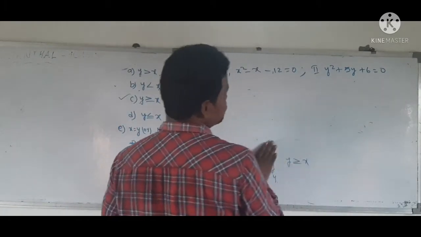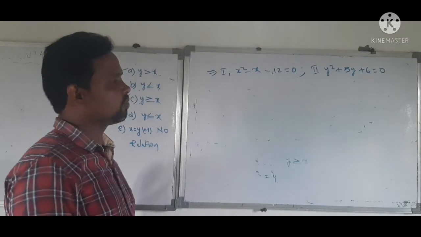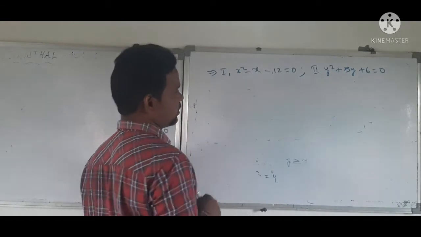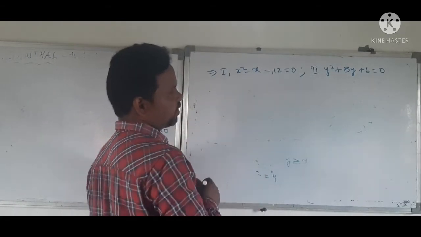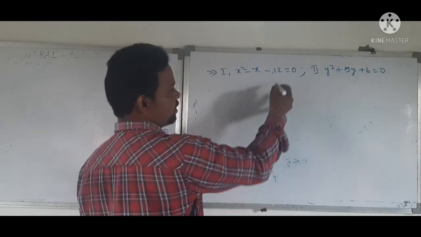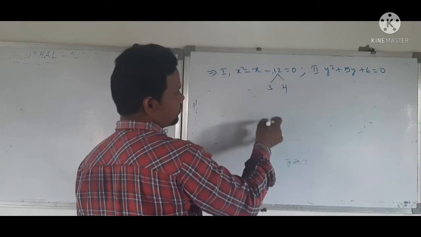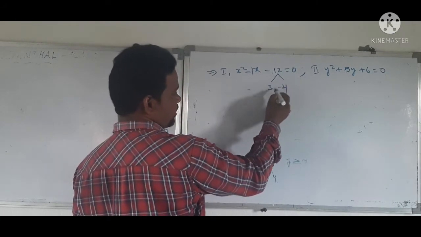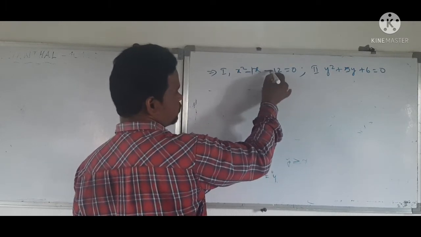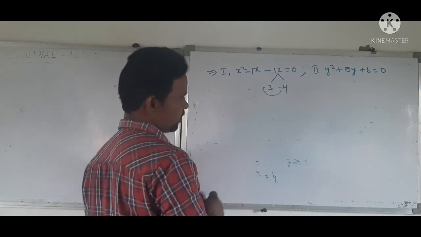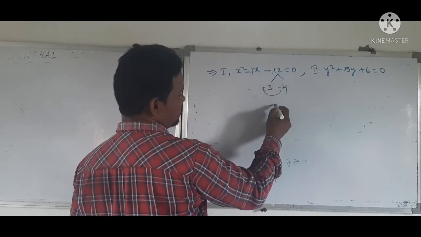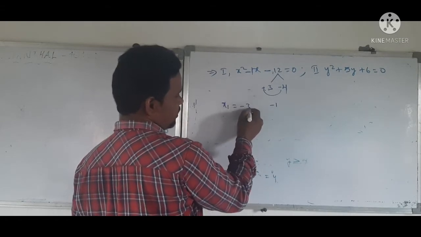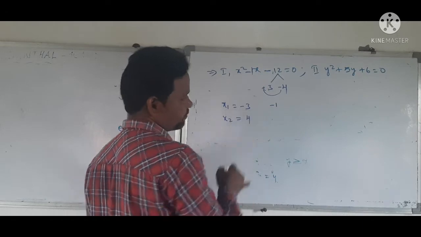Next one, x square minus x minus 12 is equal to 0, y square plus 5y plus 6 is equal to 0. Just observe the signs here. Now, no need to follow anything, we just have to conclude here. 3 into 4. Here minus 1 is there, minus x means minus 1. It means this one is minus, this one is plus. Plus into minus is always minus. Plus 3 minus 4 gives minus 1. Okay guys. Now what is our answer? x1 is minus 3, x2 is 4.